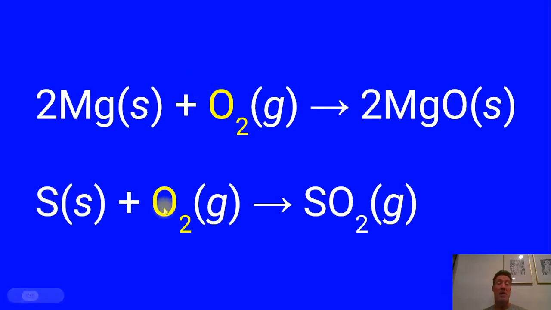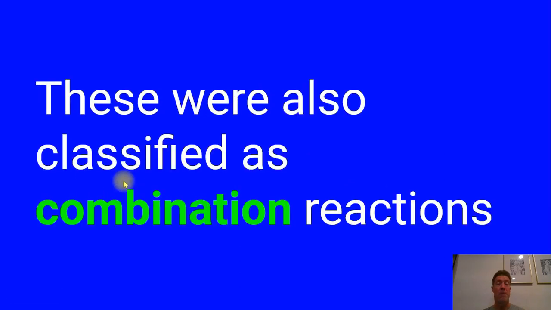Again, here's S plus O2 making SO2. Again, we call this combustion because it's reacting with oxygen, but we also call this a combination reaction. We're making a new compound from these simpler elements.